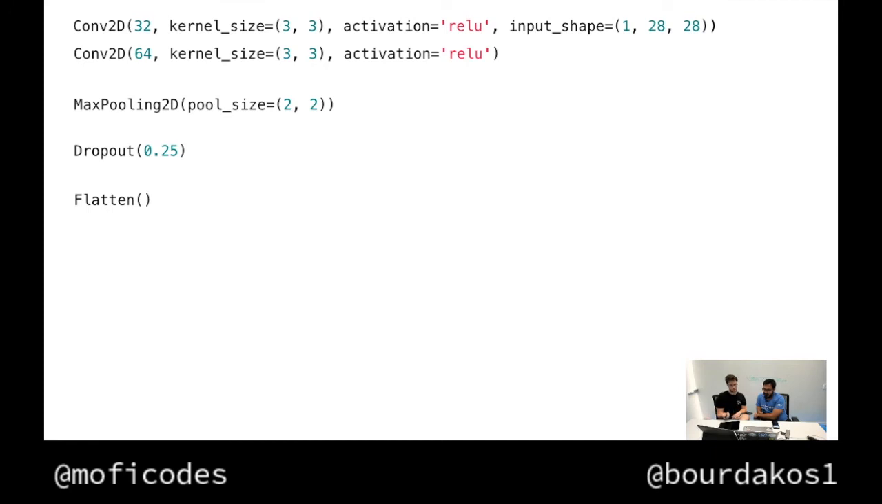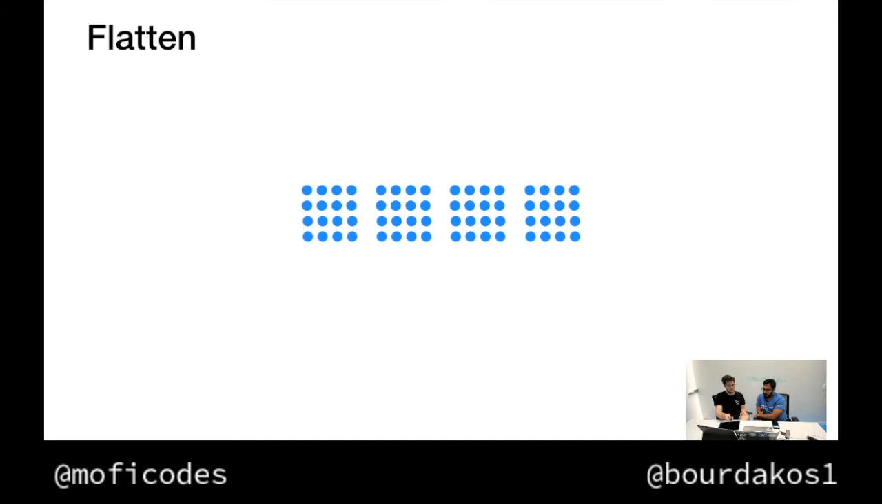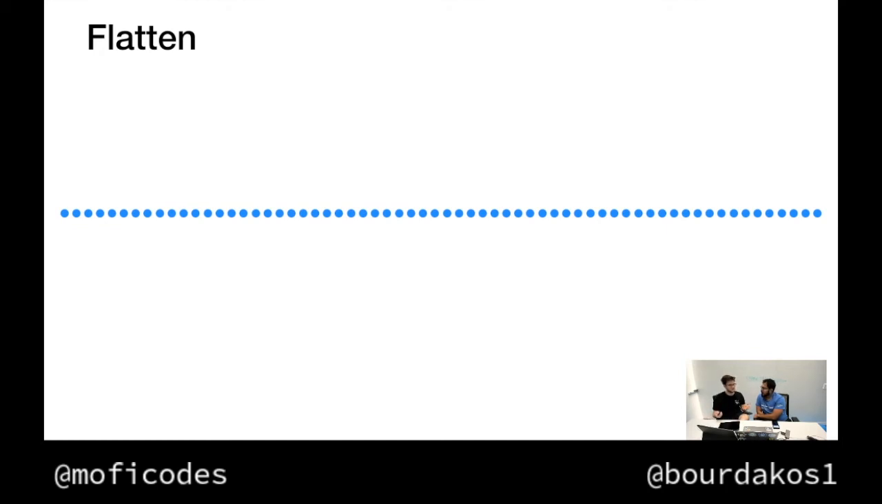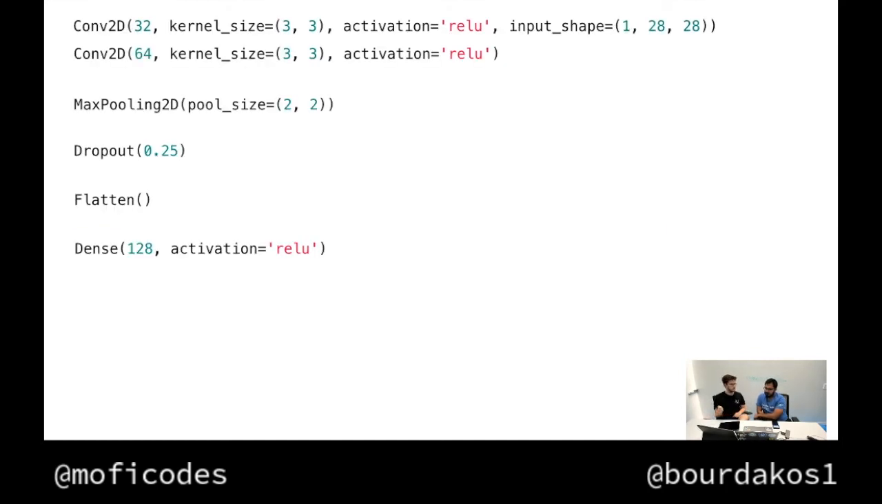And then we're going to do a flatten, which I think we talked about a little bit before, but I made a nice little animation. So here's a bunch of our outputs. It just makes one little line. Those are our input nodes into our dense layer. And our dense layer had 128 nodes.